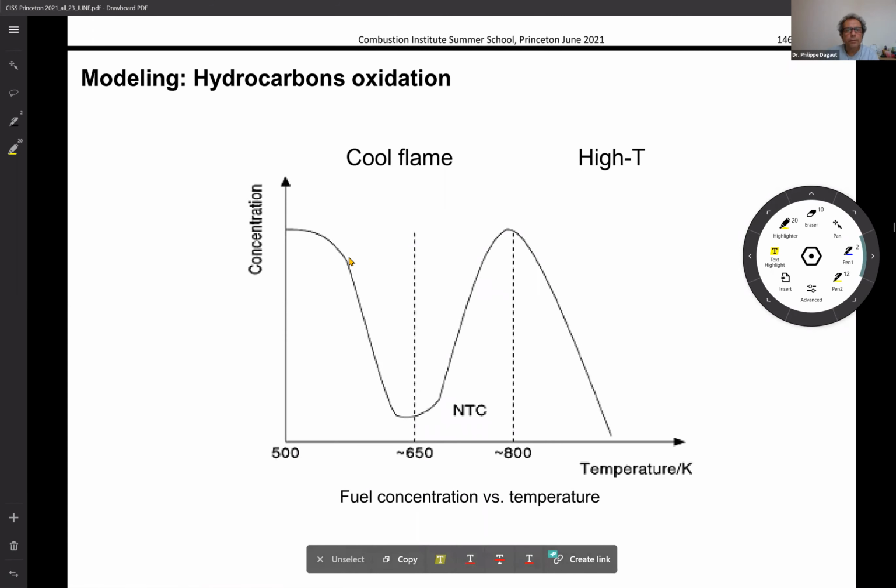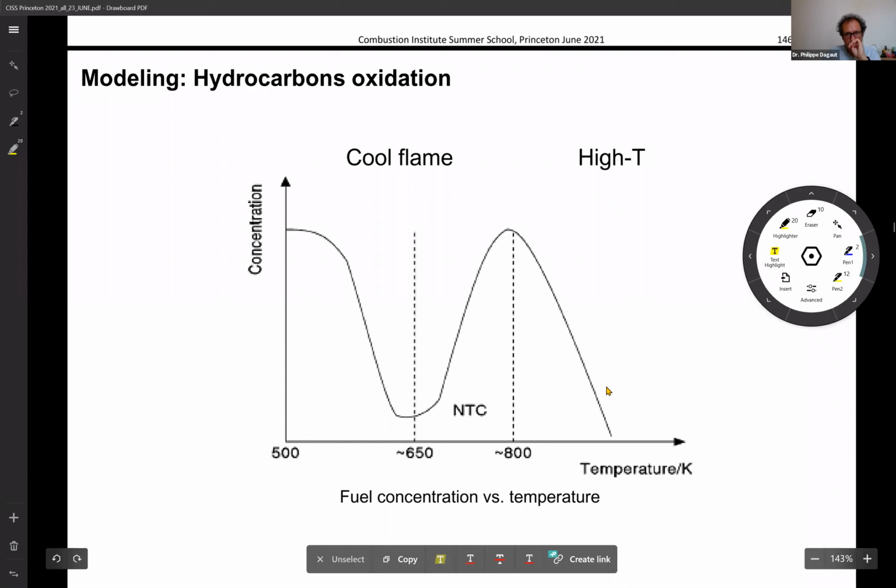So I've shown this graph before. The variation of the concentration of the fuel as a function of temperature. So you oxidize the fuel, you get consumption here over the temperature range 500 to about 650, and then the consumption starts to decline, and you almost get back to the initial conditions until you reach about 800 K, where the oxidation starts again.